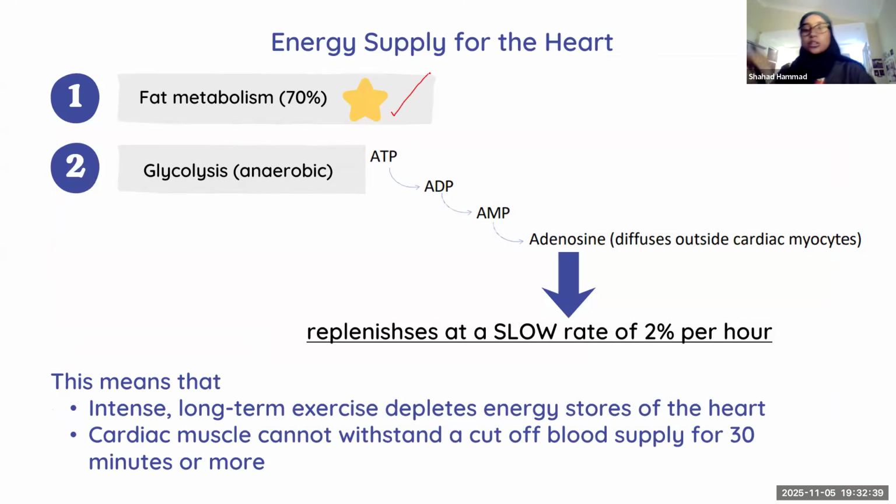And as we said earlier, the ATP is going to change into ADP, into AMP, and adenosine. And adenosine is one of the vasodilators of the heart. And this will increase the blood flow in the heart and allow for longer exercise. The problem with this is that the adenosine is made at a very slow rate. The heart is using ATP, but this conversion from ATP to adenosine is at a slow rate of 2% per hour. So what does this mean?